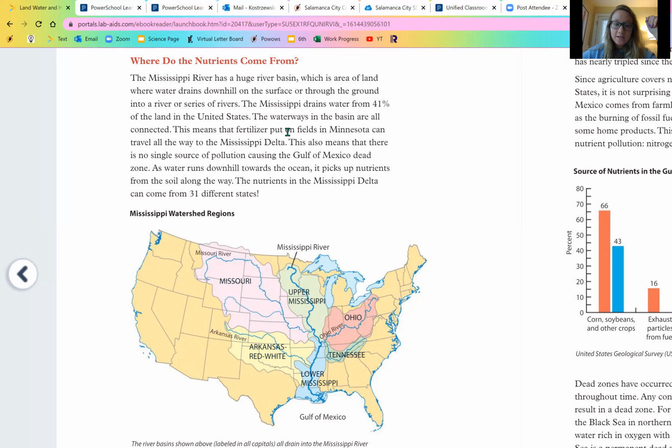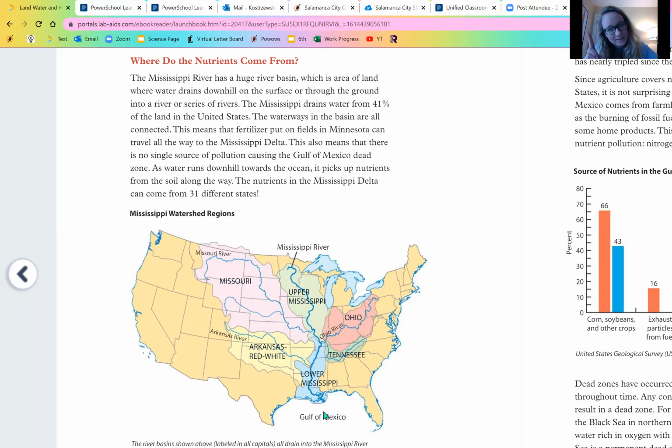This means that the fertilizer put on the fields in Minnesota can travel all the way to the Mississippi Delta. This also means that there is no single source of pollution causing the Gulf of Mexico's dead zone. There's not one single source of pollution because it's coming from all these different states and all these different rivers that are ultimately going down to the lower Mississippi, then dumping into our ocean.